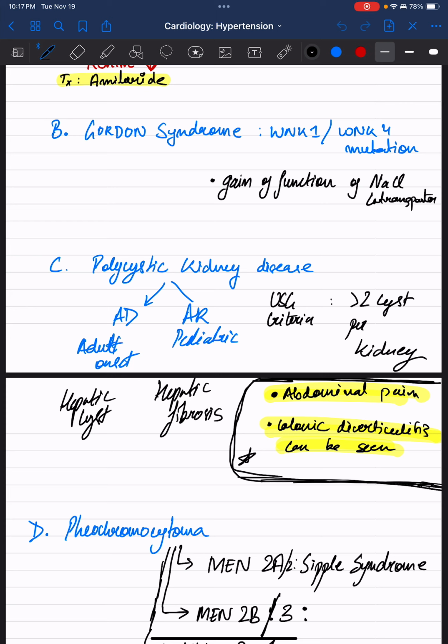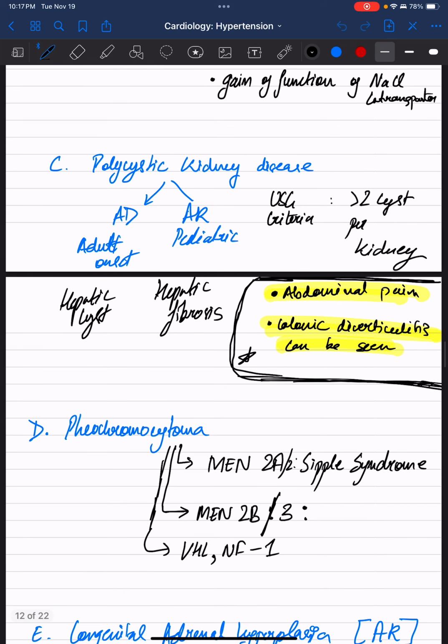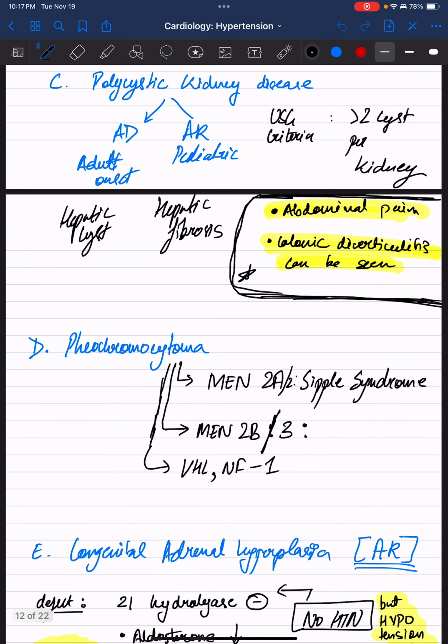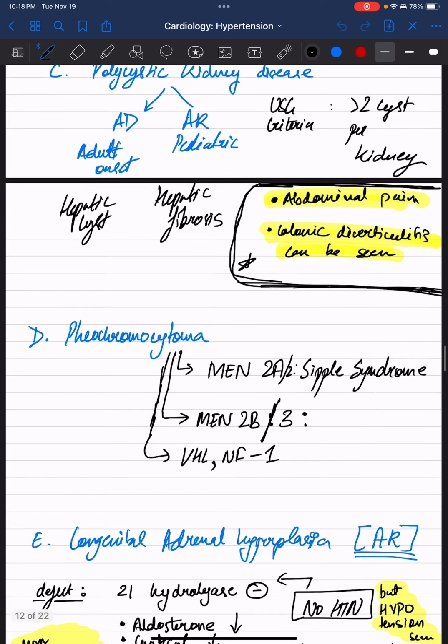It causes hypertension. Polycystic kidney disease can be of two types, that is autosomal dominant and autosomal recessive type. Autosomal recessive is seen in children, and autosomal dominant is adult onset. So the USG criteria for this will be more than two cysts per kidney seen on the USG. In the adult onset, there will be hepatic cysts, and in the pediatric onset, there will be hepatic fibrosis. There is abdominal pain, and colonic diverticulitis can also be seen.